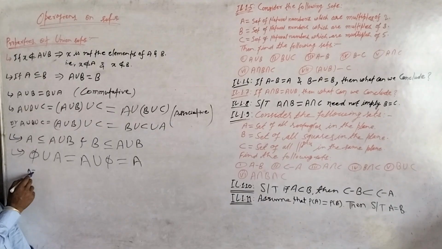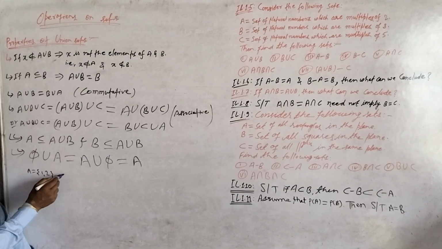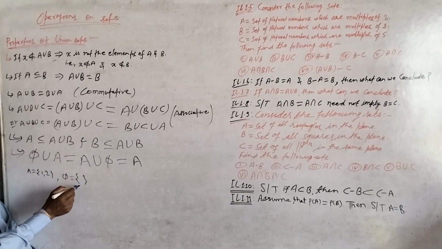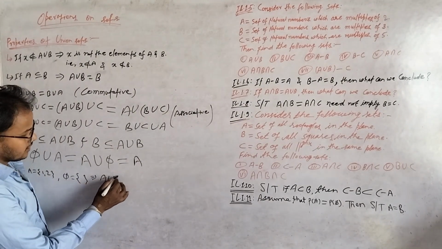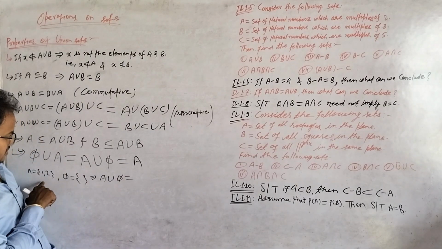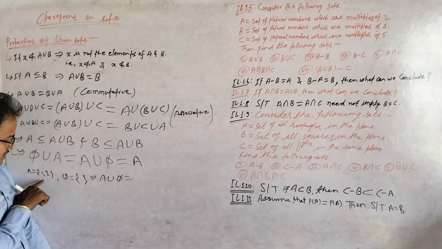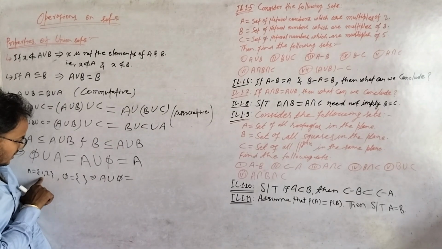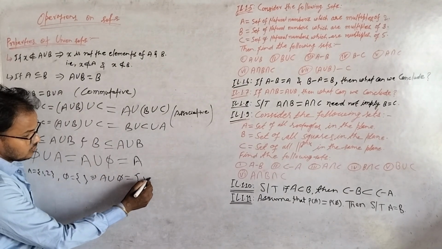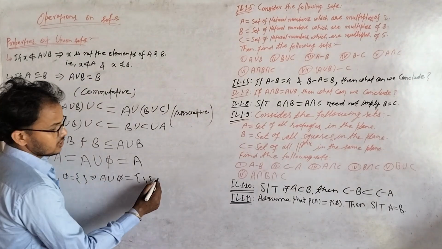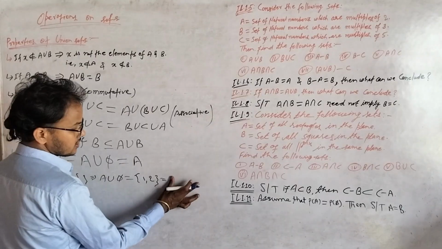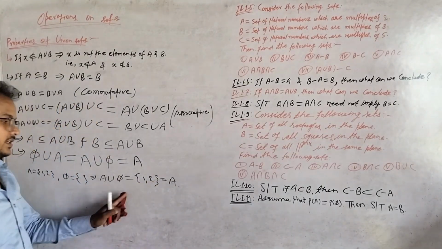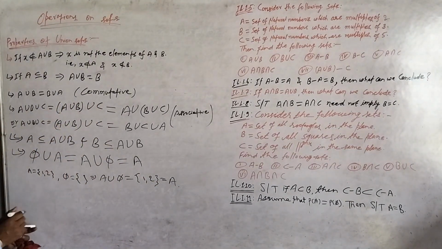We take one example. Suppose A is {1, 2} and phi is the null set, that is, the void set with no elements present. When we take A union phi, we write all the elements present in either set. So 1 and 2 are present, but here there are no elements, so we write nothing. That means this represents set A. This property is final.